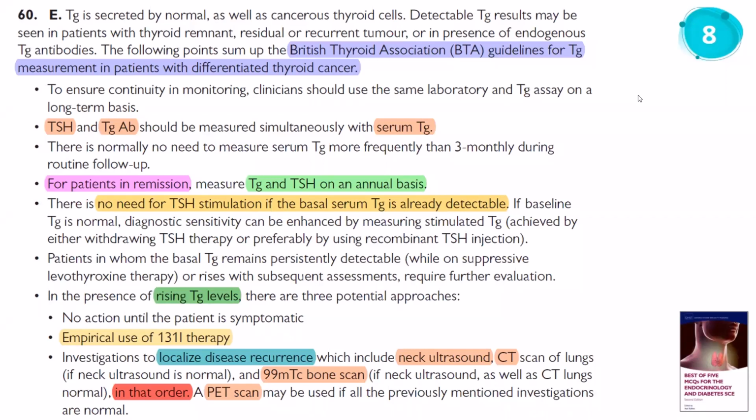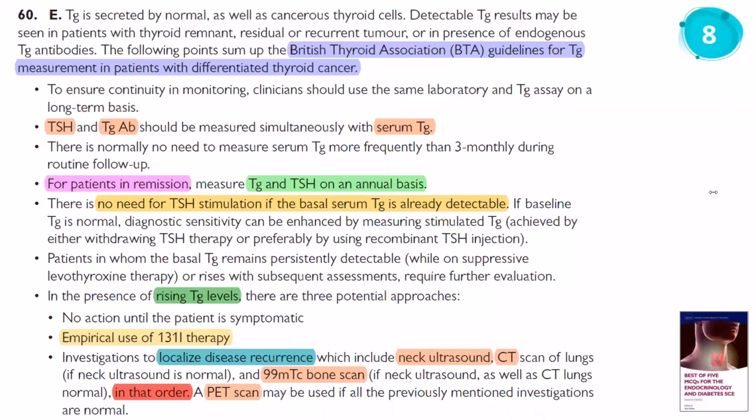If ultrasonography is negative, the second choice we will do is CT scan, Dr. Radwa, if there is a high suspicion of recurrence. If CT scan of the lung is normal, I will go to the bone scan to detect metastasis to the bone. If the bone scan is negative, I will go to the PET scan if the risk of recurrence is elevated.